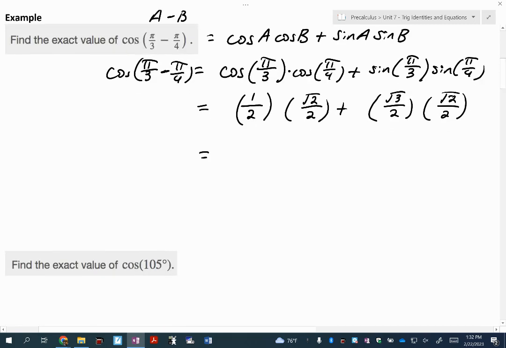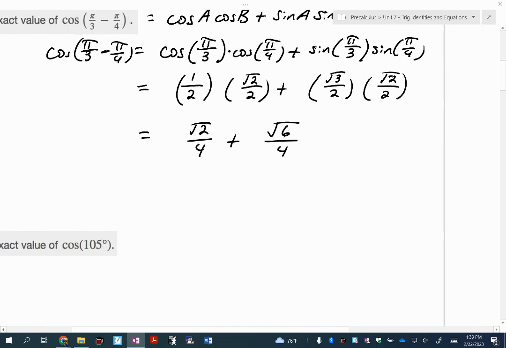If I simplify this, I get the square root of 2 over 4 plus the square root of 6 over 4. Because they have the same denominator, I am able to put them together in the top: the square root of 2 plus the square root of 6, over 4. And that is what I'm looking for in the first one.